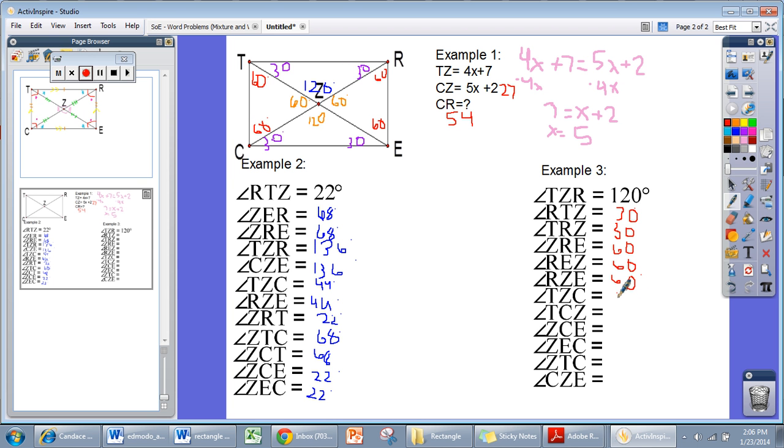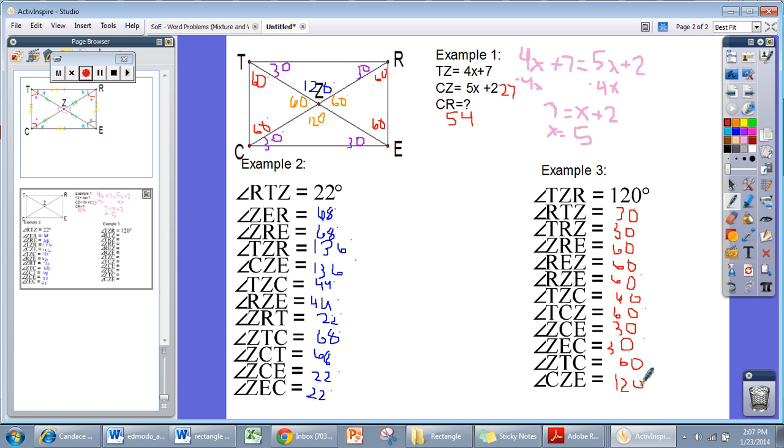TZC is 60. TCZ is also 60. This one's really nice. Most of the answers are 60. ZCE is 30. ZEC is 30. ZTC is 60. And CZE is 120.